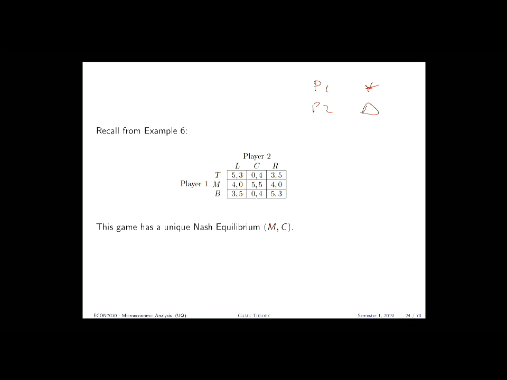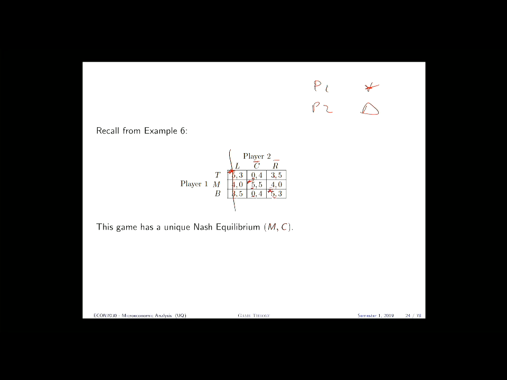So let's start with player 1 again. I fix action L. What is the best response of player 1? T, because 5 is larger than 4 and 3. So I'll put a star here. Now fix C. What is the best response of player 1? M. And fix R. What is the best response of player 1? B, because 5 is larger than 4 and 3. So we got 3 stars.